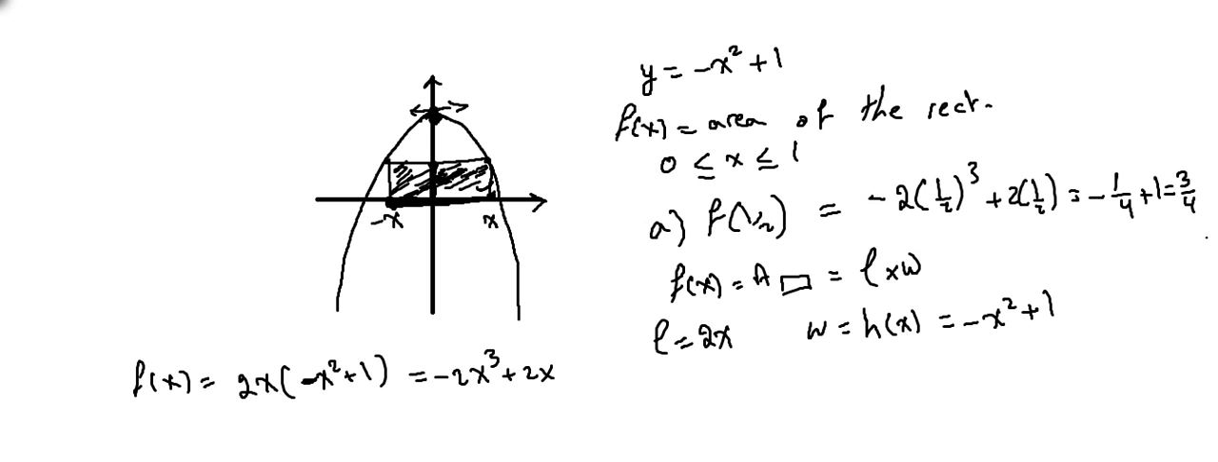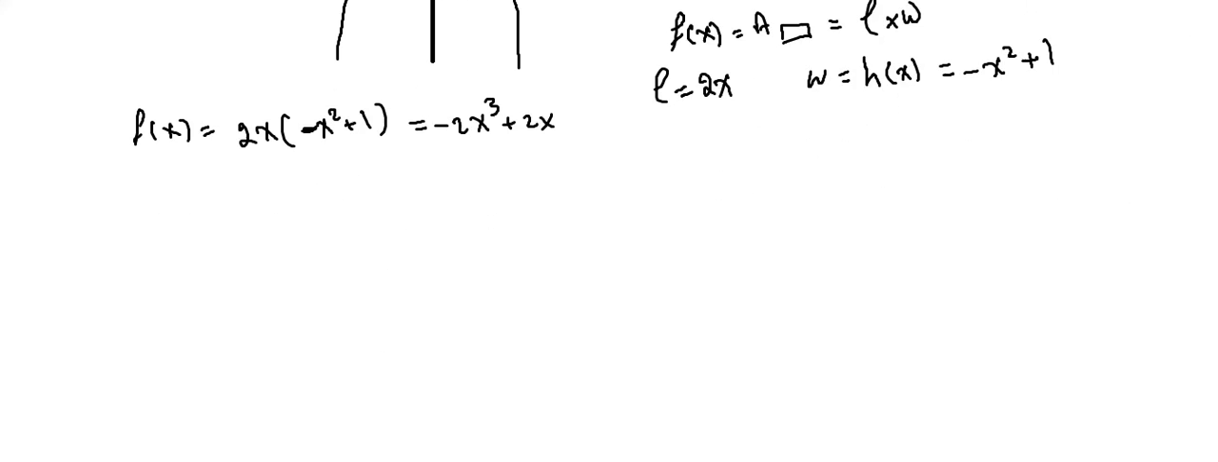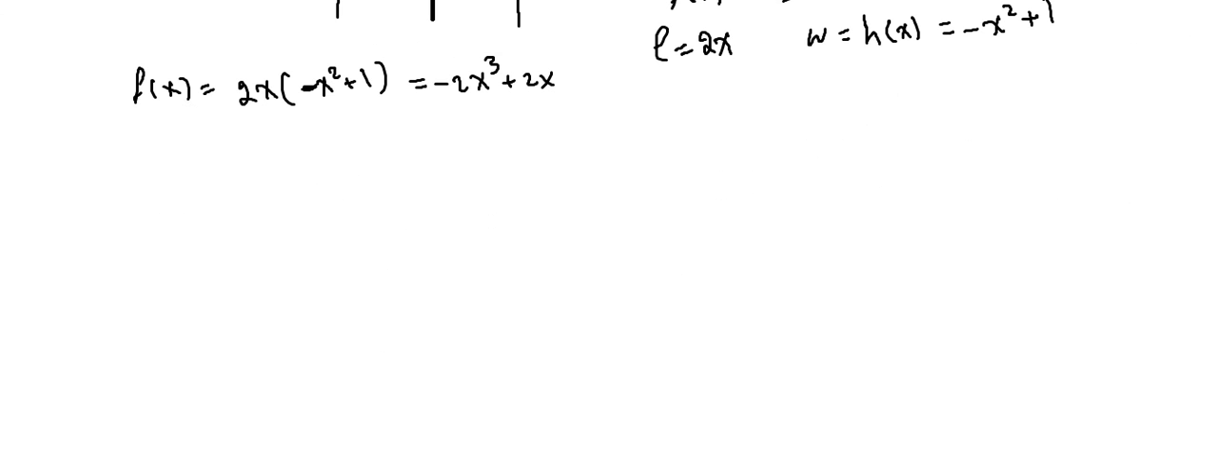Part B. He wants us to find the greatest value of f of x, of this area. This means I'm maximizing this area, the maximum area we can get. Simply, we derive this f of x. We will get minus 6x squared plus 2. This is the derivative.